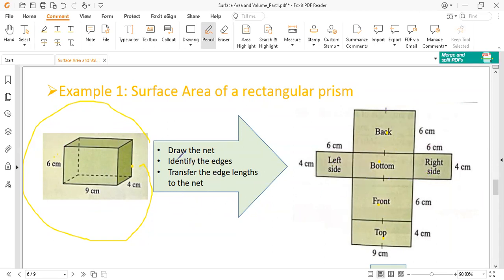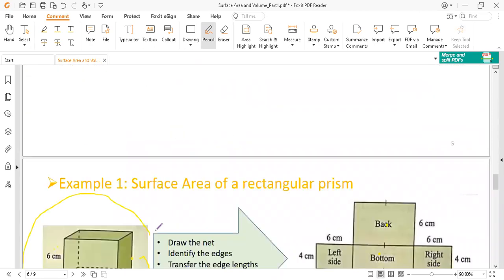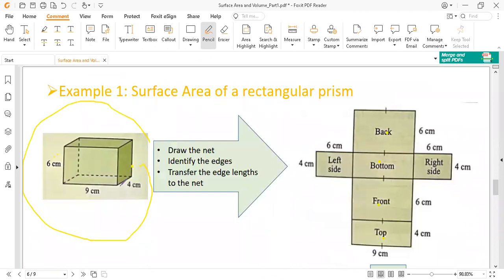First of all, it is recommended to take the bottom face. We take the bottom face with length 9 and breadth 4 as a reference, and we draw all the faces. For example, we draw the front one, the back one, and the top, all along each other, and we identify the lengths. So normally we draw the net, we identify the edges, and we transfer the edge lengths to the net.